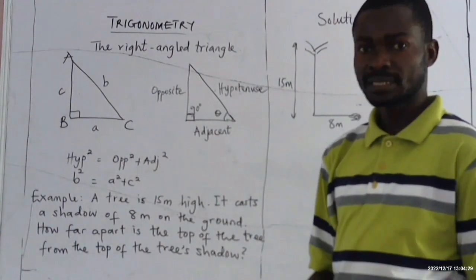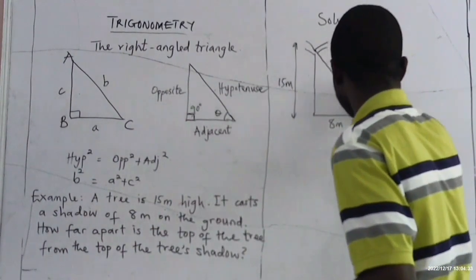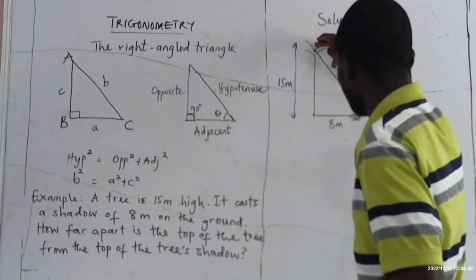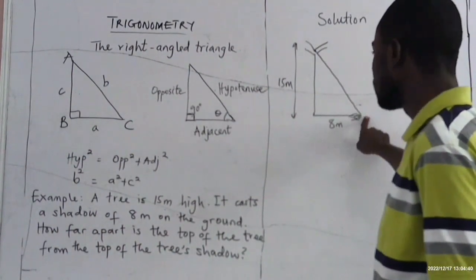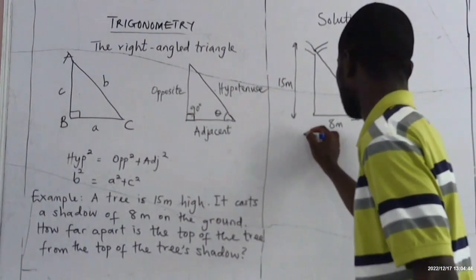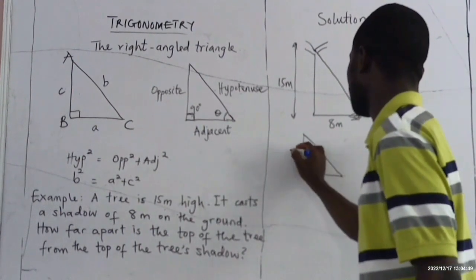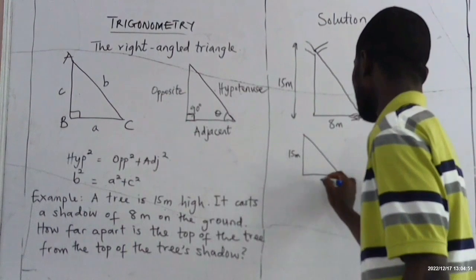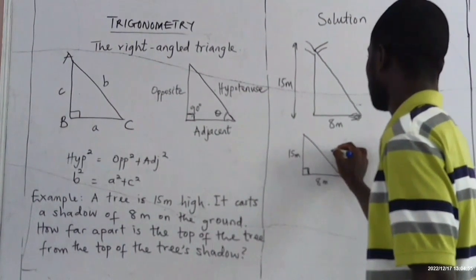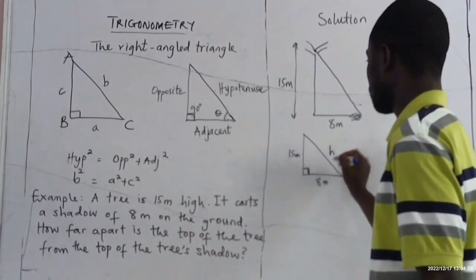Now you should complete this into a triangle, meaning you should have a line coming this way, because that's what it's asking. That's the top of the tree here, and the top of the tree's shadow is here. So you have a right angle triangle like so, where you have 15 meters, 8 meters here. So we have to find here. Let's call this place H.